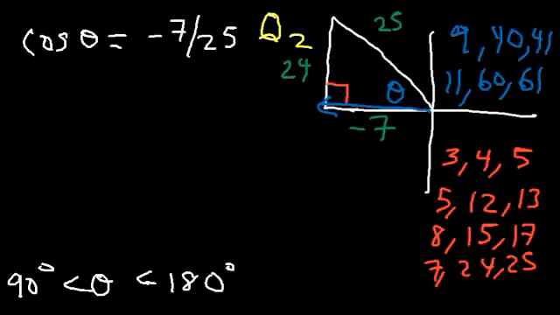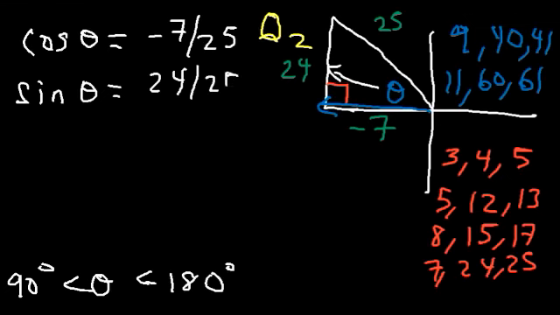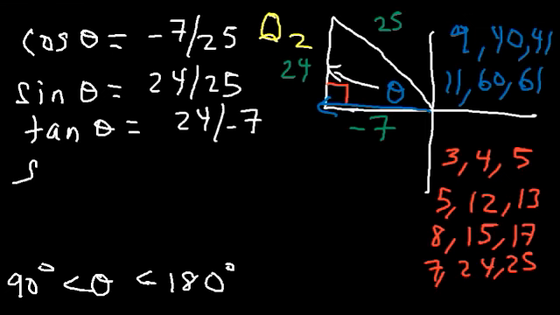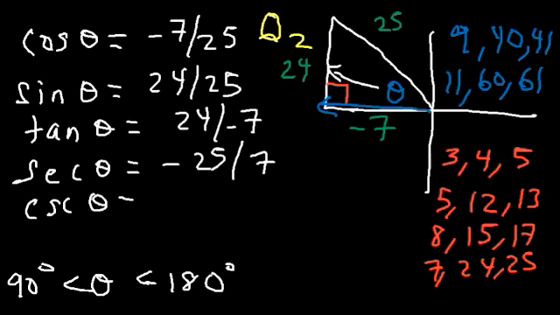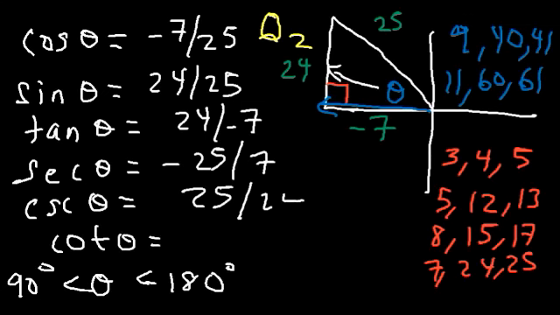So now that we have cosine, we can find the other stuff. So sine theta is opposite over hypotenuse. Opposite is 24, so it's 24 over 25. Tangent theta is opposite over adjacent. That's 24 over -7. So secant theta is the reciprocal of cosine, so that's going to be -25 over 7. And cosecant theta is the reciprocal of sine, so that's 25 over 24. And finally, cotangent theta is the reciprocal of tangent, so it's -7 over 24.